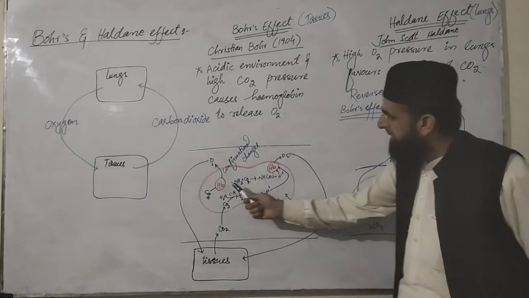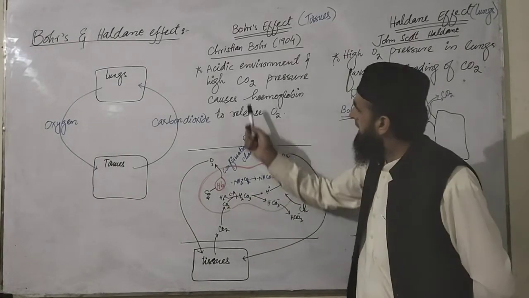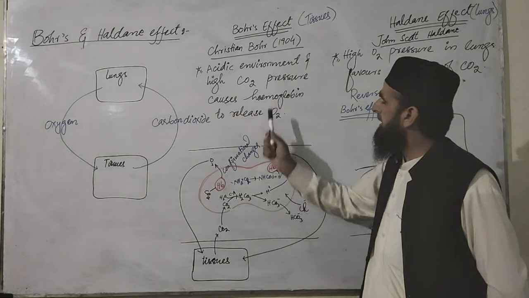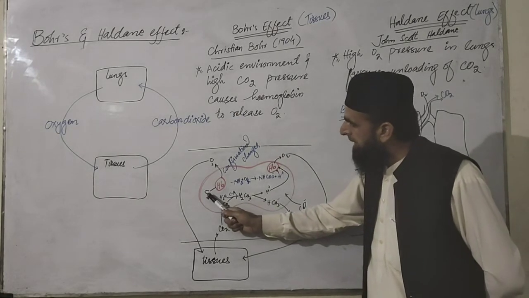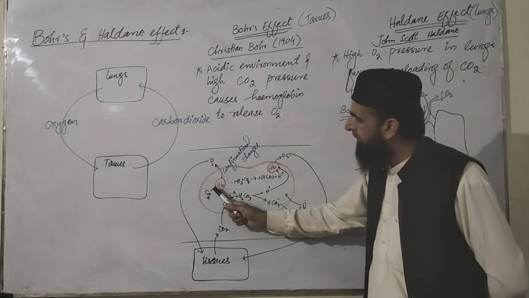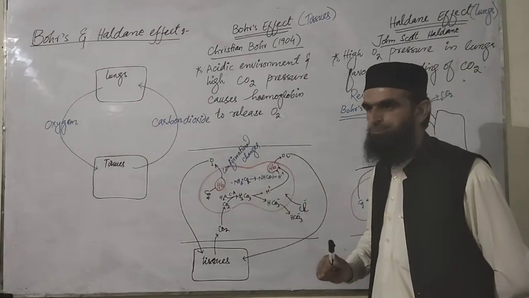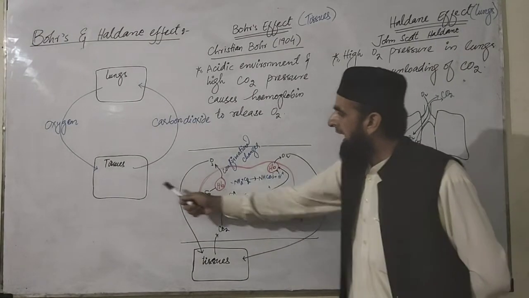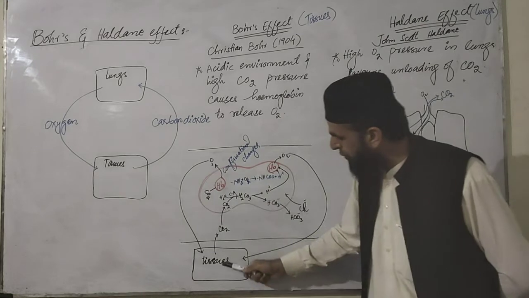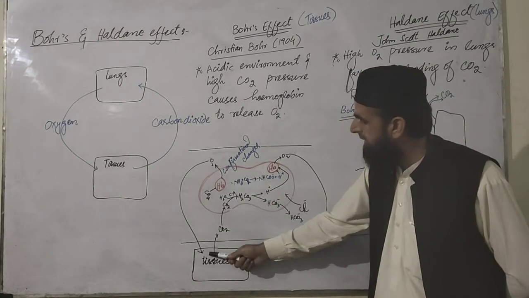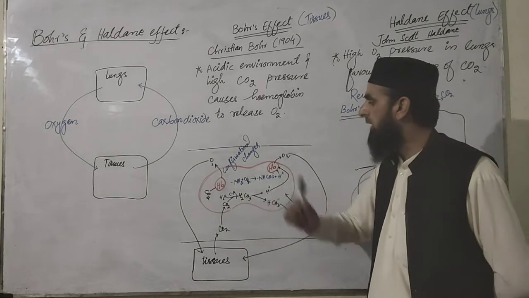So usually what happens here, if you look at it over here, the high carbon dioxide pressure does what? The carbon dioxide is brought to be attached to the hemoglobin. Okay, so whenever carbon dioxide is produced in the tissue, this carbon dioxide is transported from the tissues into the blood.